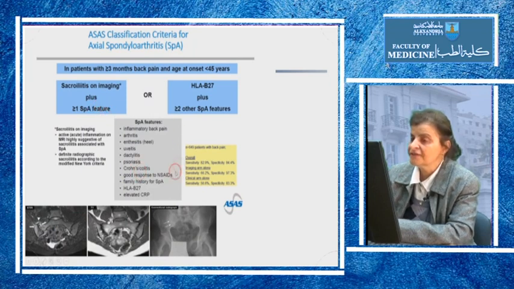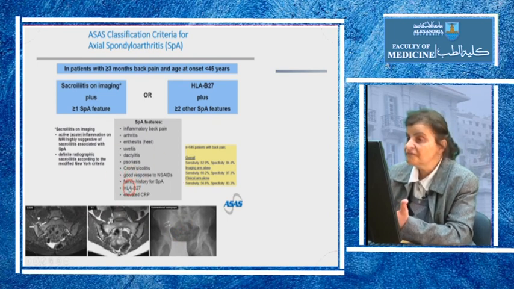What are the SpA features? These you should know very well. The SpA features include inflammatory back pain, arthritis, peripheral arthritis, enthesitis, particularly of the heel, uveitis, dactylitis. Dactylitis means inflammation of the digits, psoriasis or a history of psoriasis, Crohn's disease or any form of colitis, good response to non-steroidals, family history of spondyloarthritis, HLA-B27 positive, and an elevated CRP. So you have sacroiliitis, either on MRI or plain X-ray, then you need one or more of these SpA features.